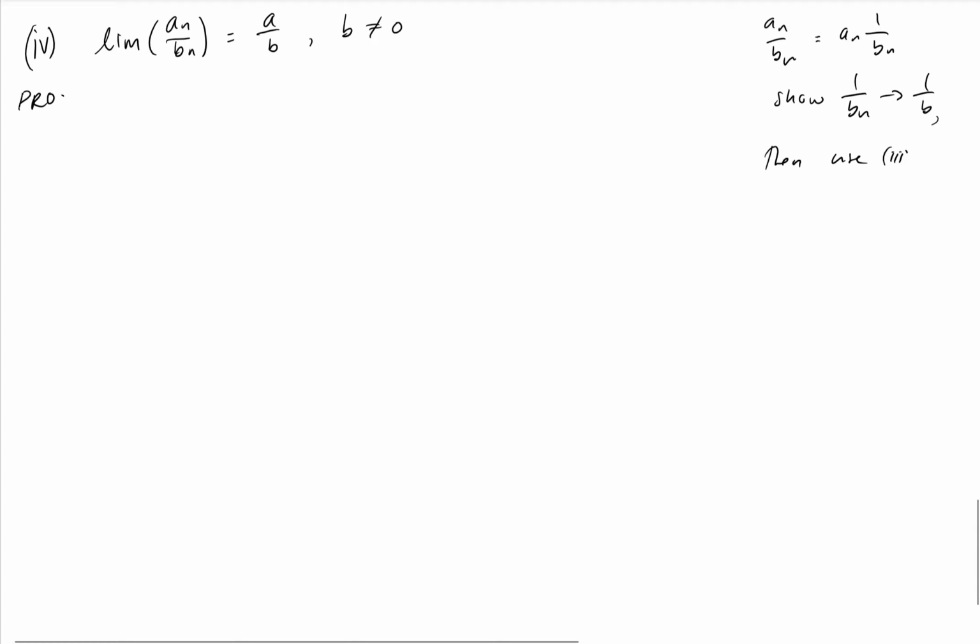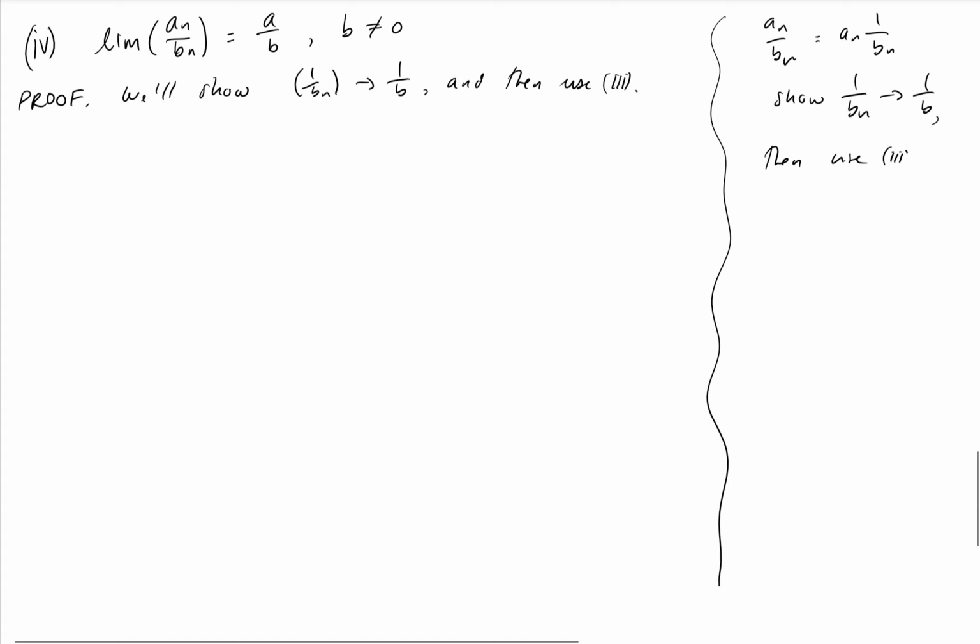Proof: will show that 1 over b_n converges to 1 over b, and then use part 3. Okay, it never hurts to state your intentions at the start of a proof. This is what we're intending to do. We're intending to show that this tends to 1 over b, and then we're going to use our previous part. So what we're really trying to prove here is this statement, that the sequence 1 over b_n converges to 1 over b. If we can do that, then we're done.